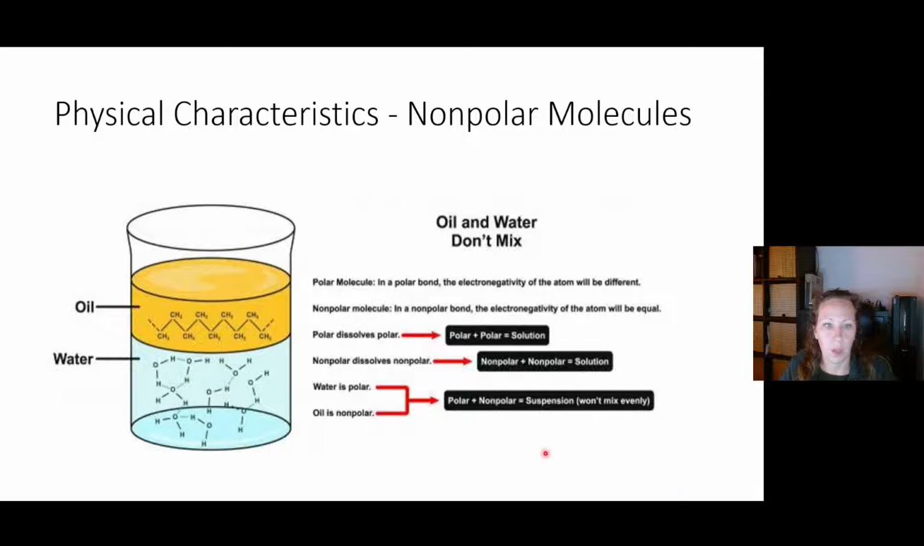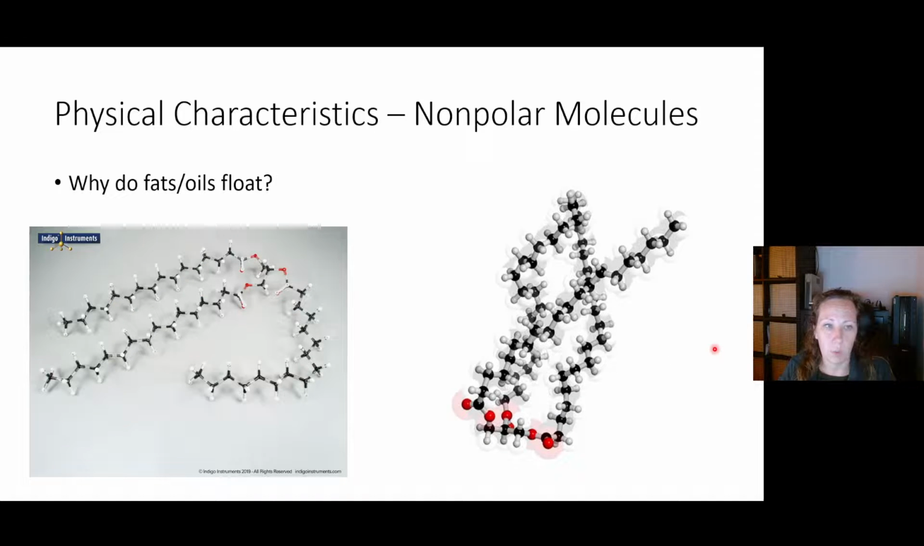And so they are not going to want to intermix with the polar molecules, and so we get this separation. Now, why do the fats and oils float? Why are they always going to be at the top in a water-oil mixture? Well, this is why. The structure of the fatty acids doesn't allow them to be packed as densely as water.